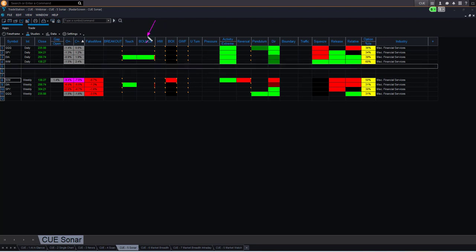Then there is the bounce indicator that is showing that DIA is bouncing from trendline support. It touched the trendline support on the daily interval and then it bounced up from there. Not only that, DIA touched a memory support as well. The touch and bounce Q indicators are showing possible bullish reversal in DIA both on the weekly as well as the daily interval.